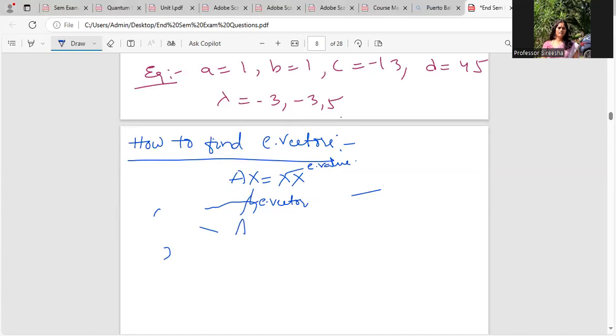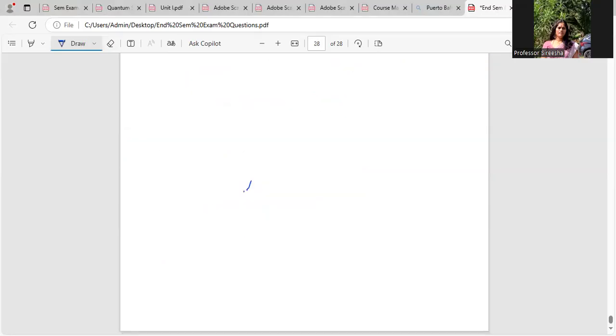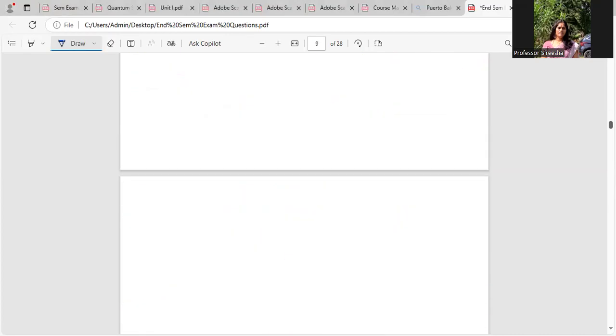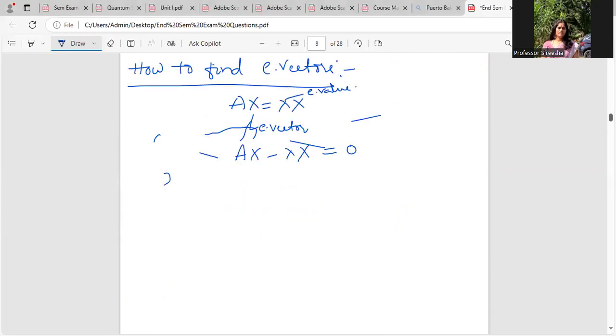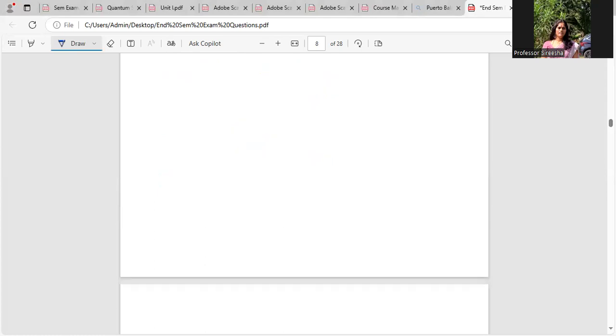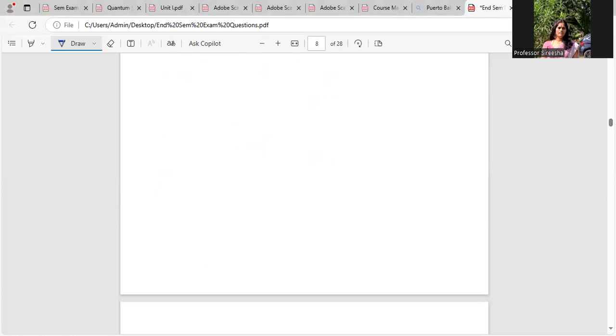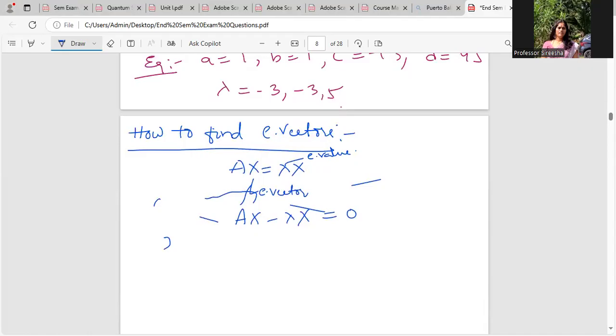What I will do is Ax minus lambda x is equal to 0. I'll add and subtract minus lambda x from LHS and RHS. So what I will have is, I'll be taking out x common. I'll be having this equation. I'll be taking out x common, A minus lambda.